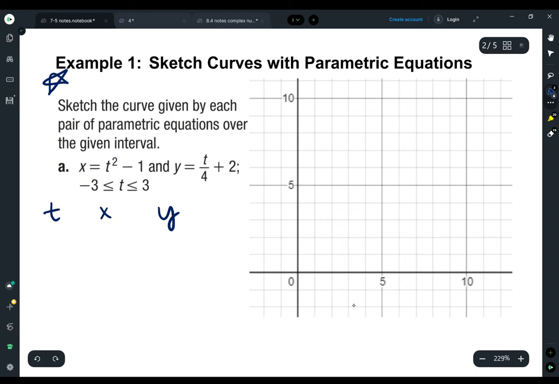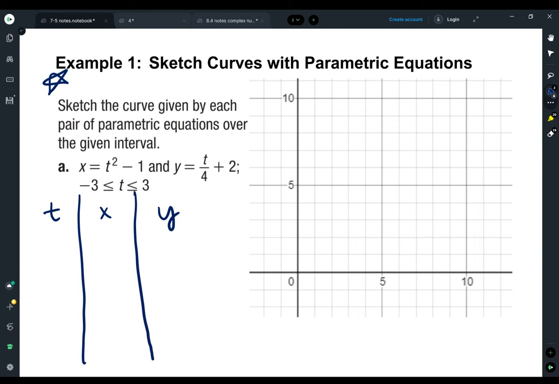And I have 3 parts to my table. I have a t and an x and a y. I'm going to make my table vertically just because that's how it works here. I don't have a lot of horizontal space, so it doesn't mean they have to be this way. I could make it going across. It's just easier. And it says t is all my values from -3 to 3. So I am going to look at integers.